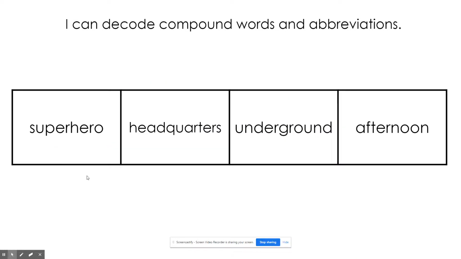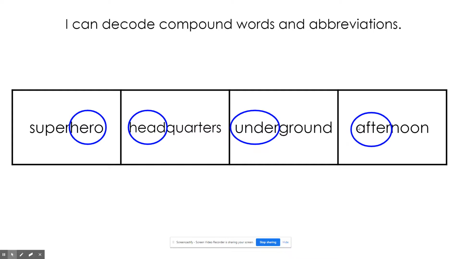I'm going to start by finding those familiar words. Okay? So in this word, I recognize the word hero. Here, I recognize the word head. Here, I recognize the word under. And here, I recognize the word after. So now that I've found those words that I recognize, I'm going to go back and sound out the ones that are a little bit tougher for me. Okay. So I have super, superhero. So there's my first word, superhero.